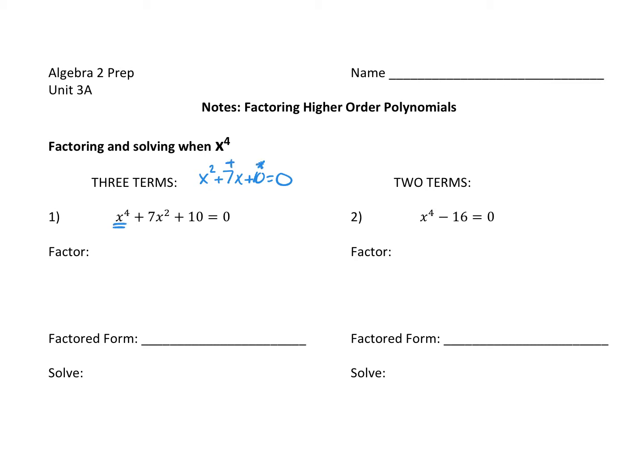But notice I have an x to the fourth. So x to the fourth would become x squared times x squared, which is also how we're going to get this to be x squared versus x. Now to think about things that multiply to 10 but add to 7. So in this case it'd be positive 2 and positive 5. So my factored form would be x squared plus 2 and x squared plus 5.